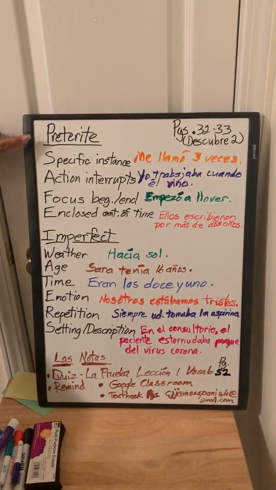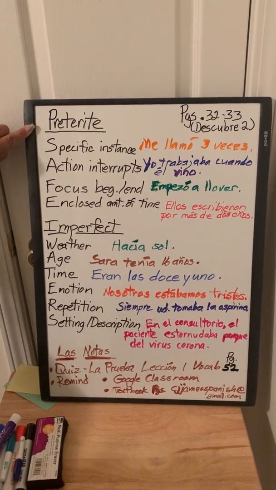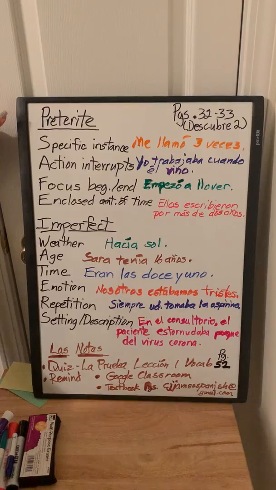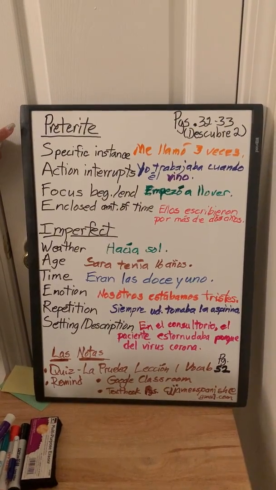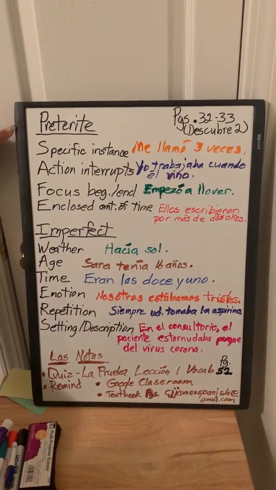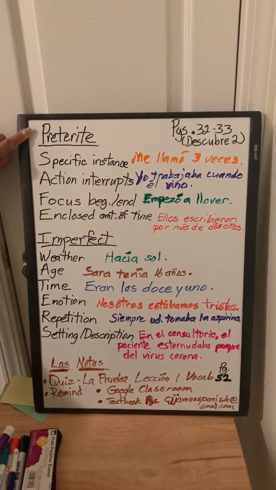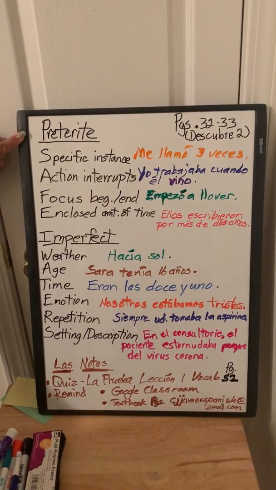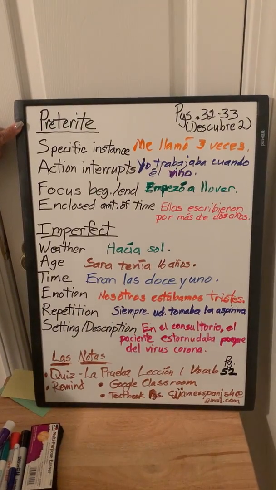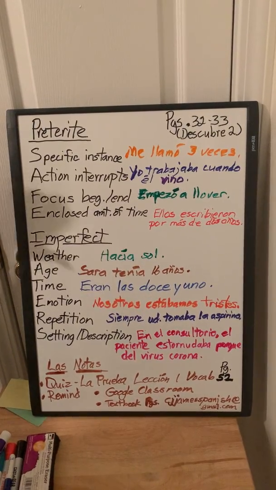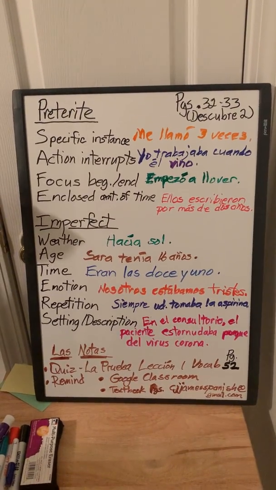So please pay attention and make sure that you keep up with the assignments. And here we go. The preterite we've been working on since last semester, right? You need to know the regular preterite, the stem changing preterite, as well as the irregular preterites. The preterite tense is a past tense, and we have this acronym to help us know when to use it.